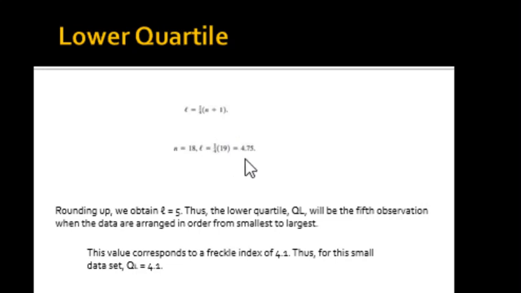When we calculate this, it gives us 4.75. Rounding it, I is 5. So the fifth ordered observation is the lower quartile. If we arrange our data set in increasing order, which is what we have done in the stem and leaf plot, the fifth observation is the lower quartile, or QL. In this case, its value is 4.1.